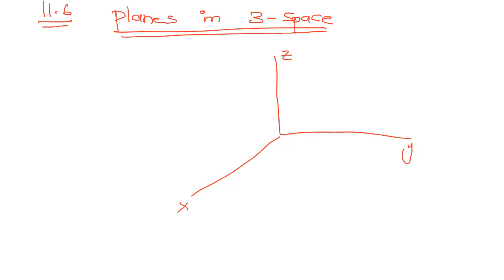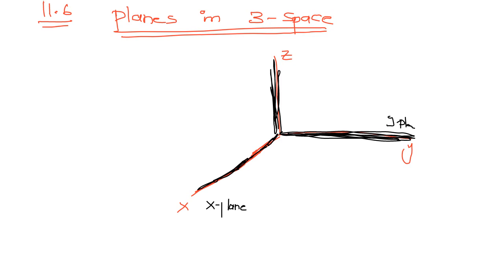For example, any point that lies only on the x-axis, only on this line, has only an x component. Any point that lies just on the y-axis lies on the y plane, and any point on the z-axis lies on the z plane.